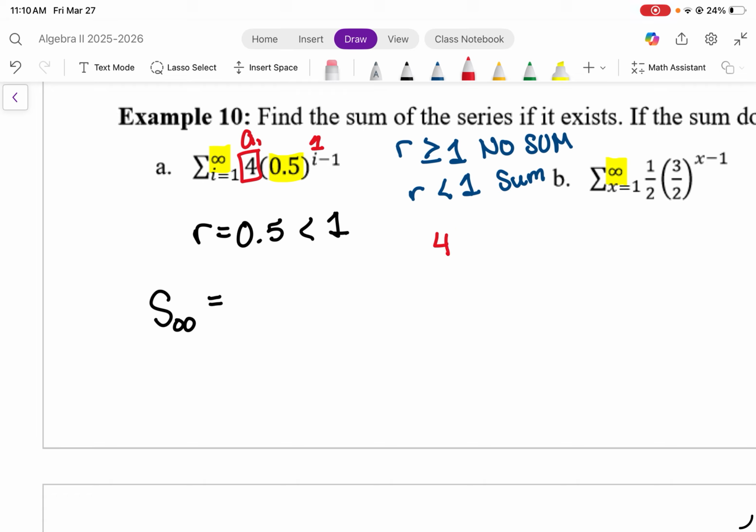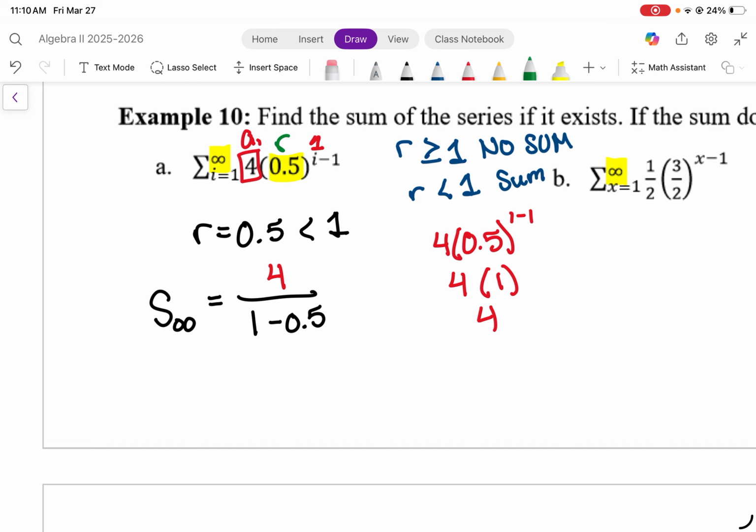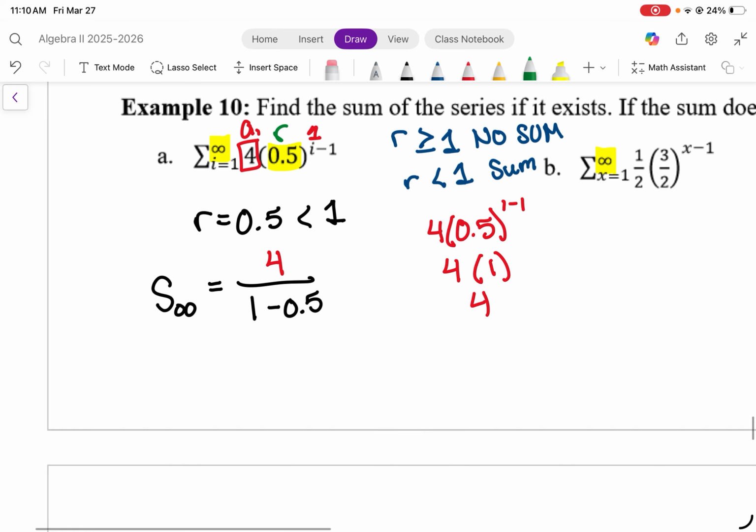Because if we did 4 times 0.5 to the power of 1 minus 1, that would just be 4 times 1 and then 4. So we'll have 4 on the top of our fraction over 1 minus our r value, which is 0.5, because we got that from our equation as well. So you can type this into your calculator or you can solve it on your own, but when you go to find your answer, you are going to get the sum of 8.